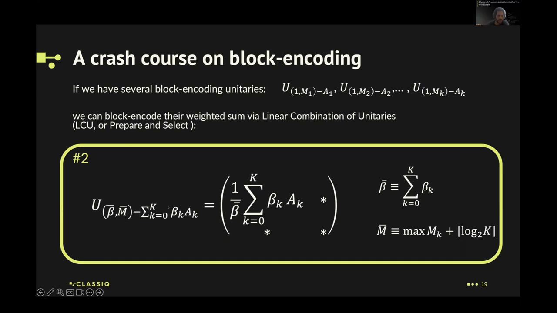The idea is that I know how to block encode a weighted sum of the A_k with weights beta_k. And again, you can see the size of the block. I called it m bar. You can see how it is related to the problem. And beta bar, the normalization coefficient, depends just on the sum of the beta_k's. So this is the second thing to know, that I know how to block encode a weighted sum of unitaries.